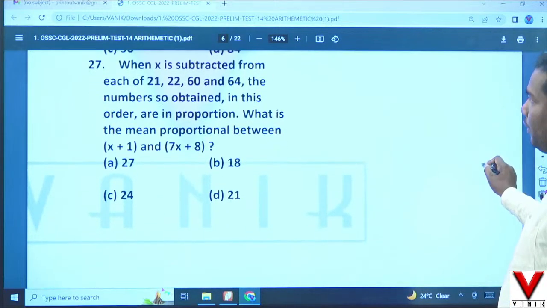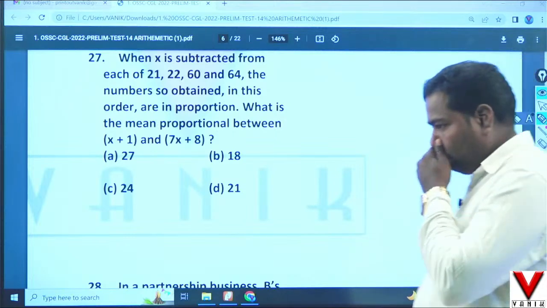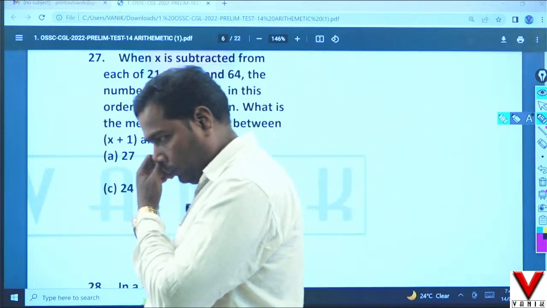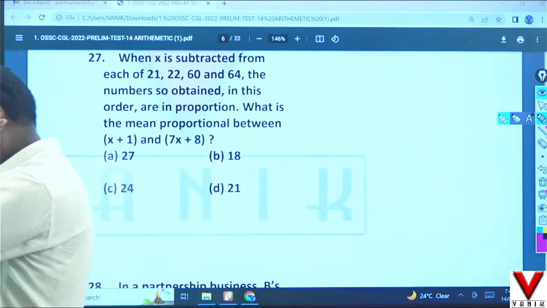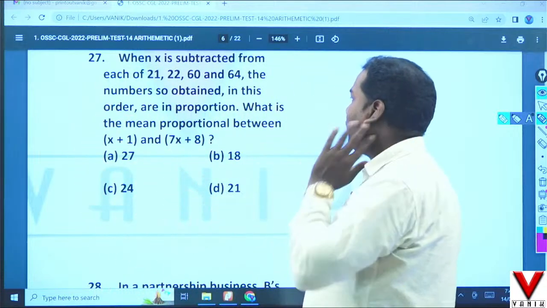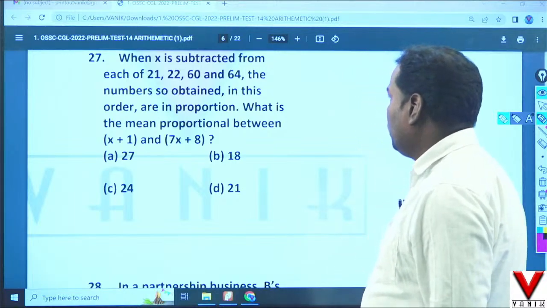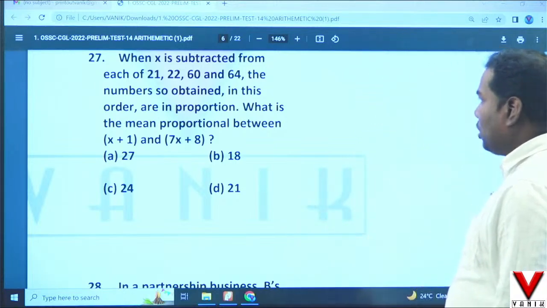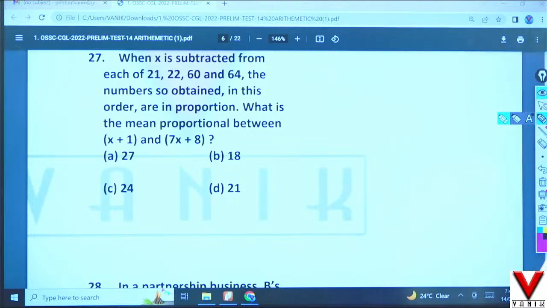Question number 27. When x is subtracted from each of 21, 20, 60 and 64, the numbers obtained in this order are in proportion. What is the mean proportional between x plus 1 and 7x plus 8?